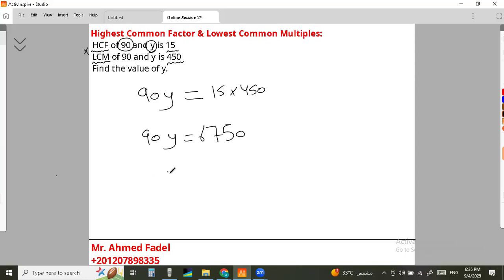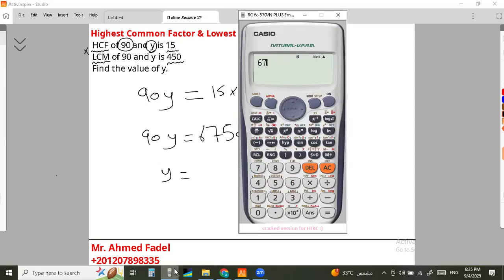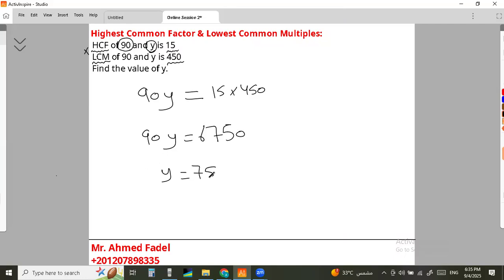6,750. So what is y? Solve the equation. y equals 6,750 divided by 90, which equals 75. And this is y, the other number. So just multiply the two numbers by each other: 90 times y, which is 90y, equals HCF times LCM, which is 15 times 450. Solve the equation for y.